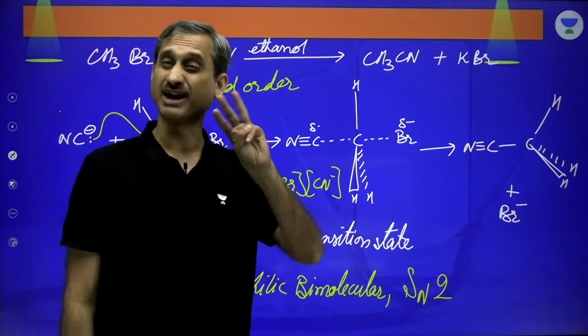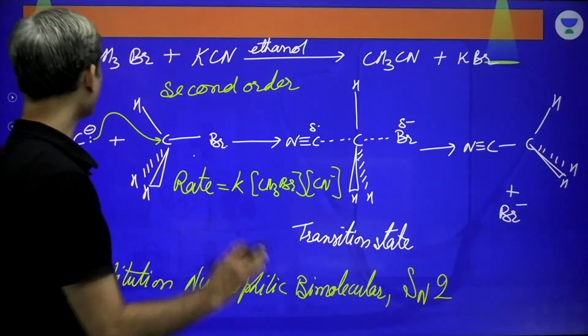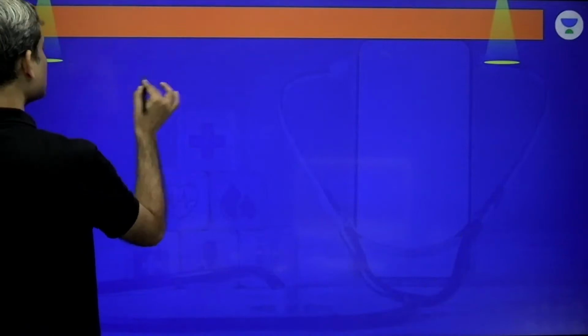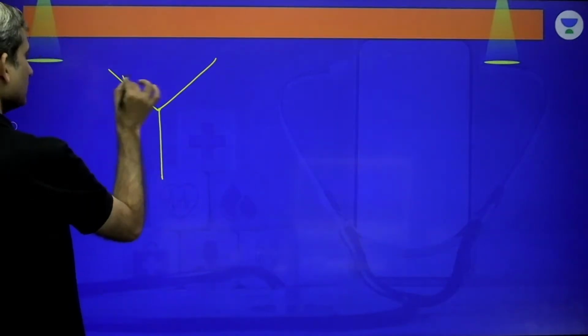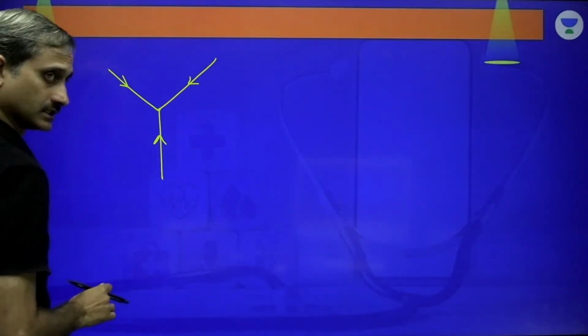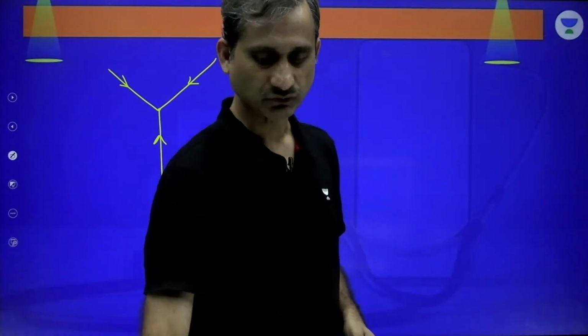Now let's think about a trimolecular reaction. What would a trimolecular reaction mean? It would mean that we have three species, 1, 2, 3, and the three species collide with each other at a single instant. It is something like three people trying to clap and hearing just a single sound. Quite a difficult prospect.